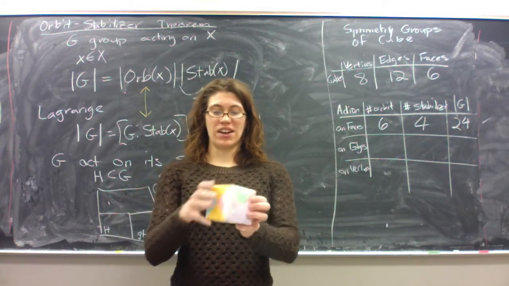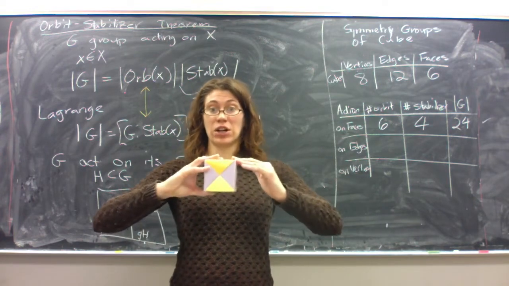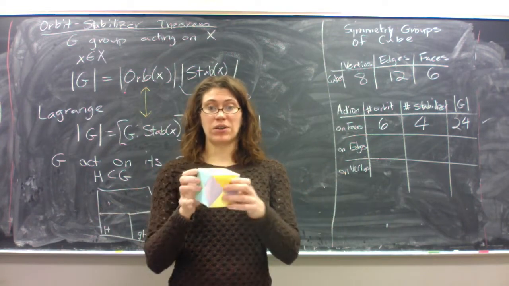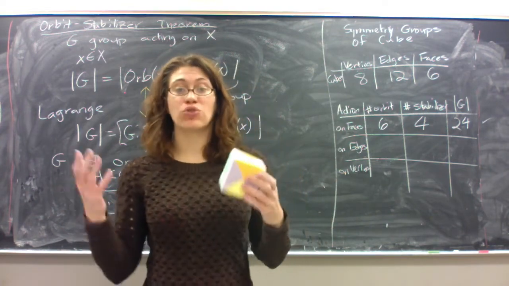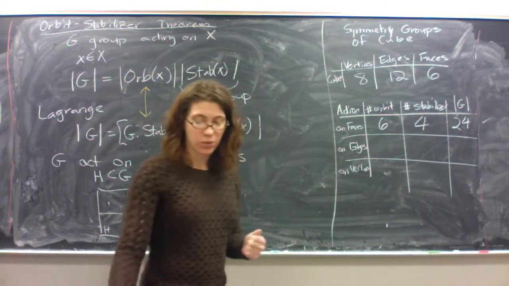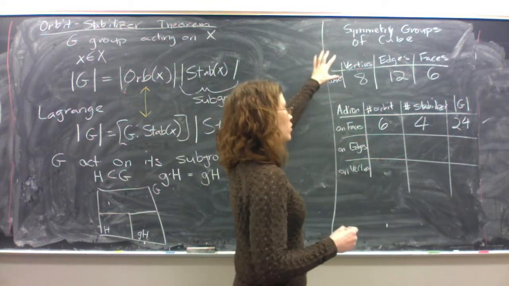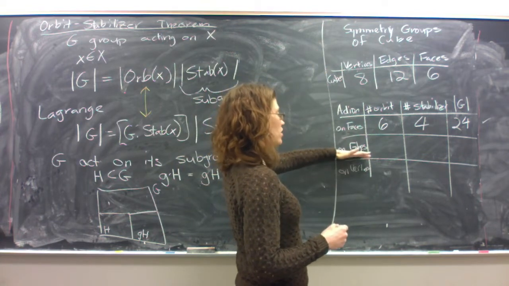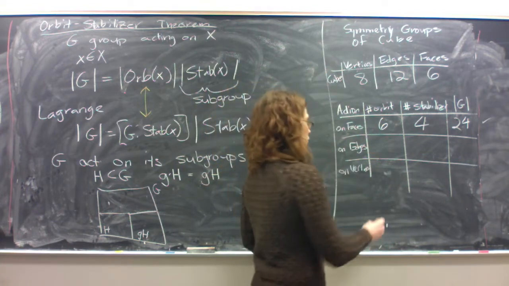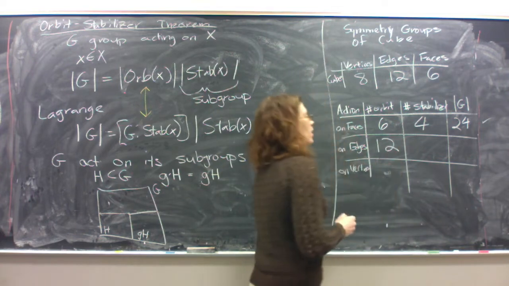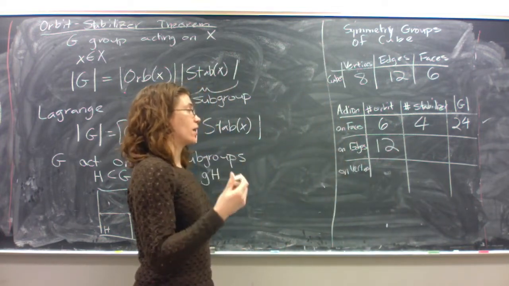And so I take this edge to here, or here, and so I can take any edge to any other edge, is essentially what I'm trying to say. So again, the symmetry group of the cube acts transitively on the edges of the cube. So the orbit then has 12 elements.